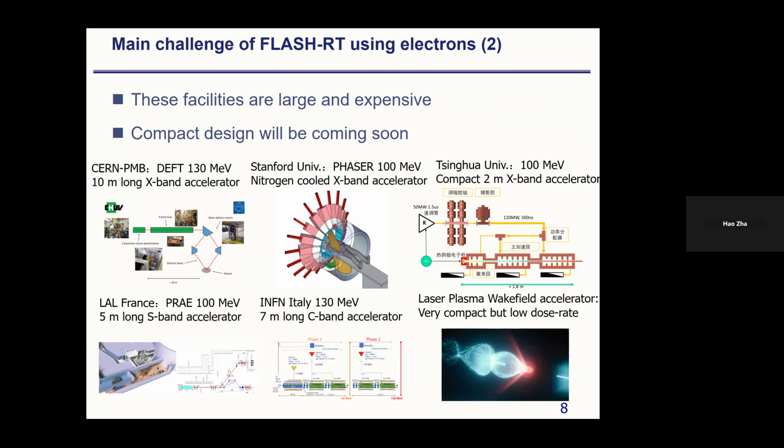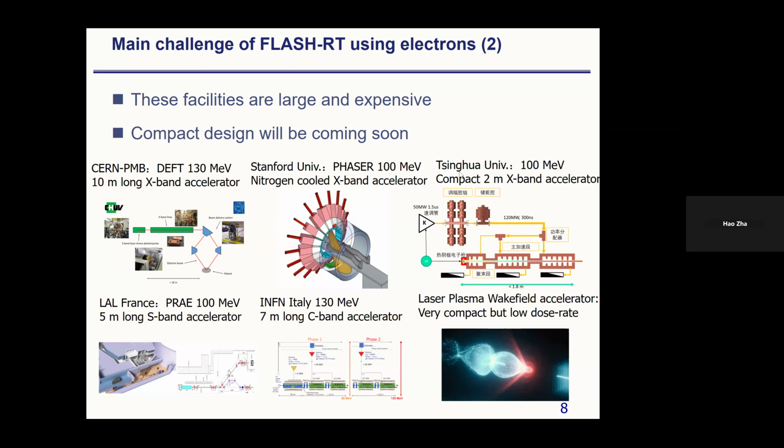For example, CERN and CHUV are working together to develop a facility with a 113 MeV accelerator, but the length is about 10 meters long. At Stanford University, they use a very clever way. They use nitrogen-cooled accelerators, so that the efficiency of the structures is very high. So it only needs 2 meters of accelerator to achieve 100 MeV. But this facility is very expensive. The price of the facility may be $100 million.